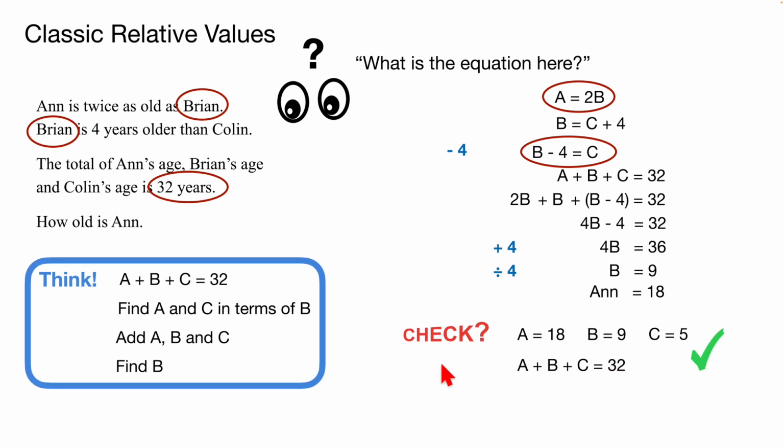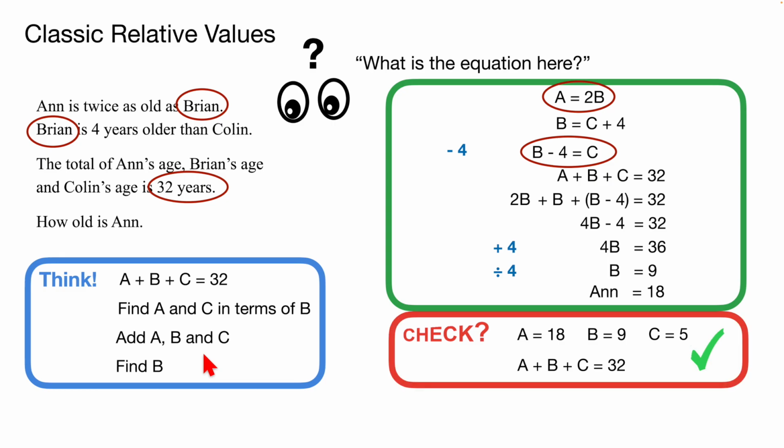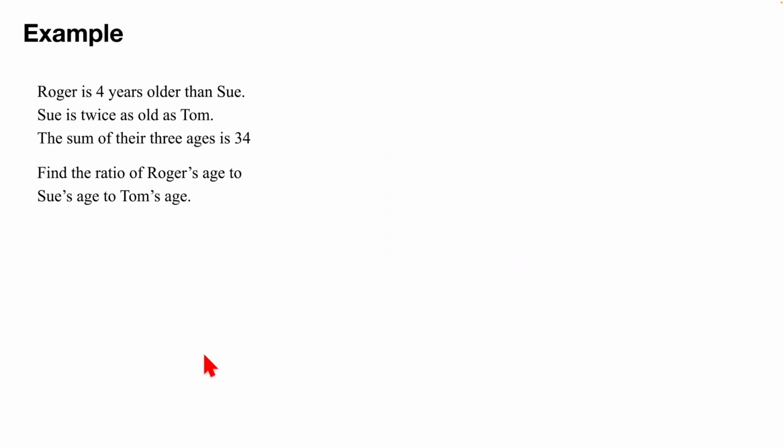I have a think about it. I dig out the main equation that they all add up to 32. I work out that Brian is going to be useful. I can express Anne and Colin in terms of Brian's age. So I can add them all up and find B. I can do it and I can check it easily. Lovely question. Here's another example.